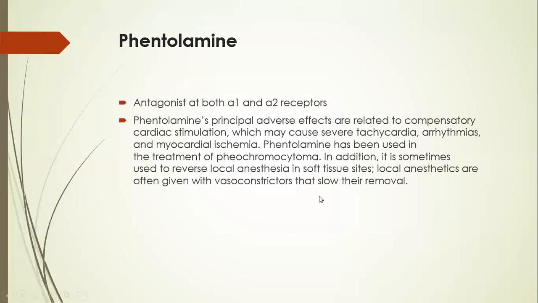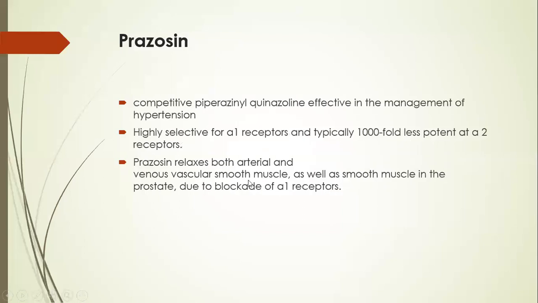Let's continue here. Another one we have is prazosin. Prazosin is a competitive piperazine quinazoline effective in the management of hypertension, meaning high blood pressure. It is highly selective for alpha 1 receptors, and typically 1000-fold less potent at alpha 2 receptors.